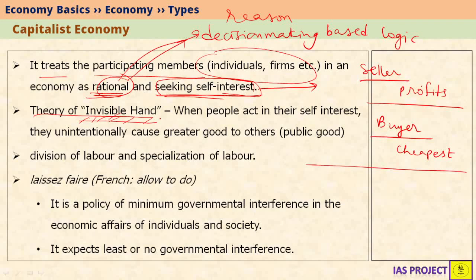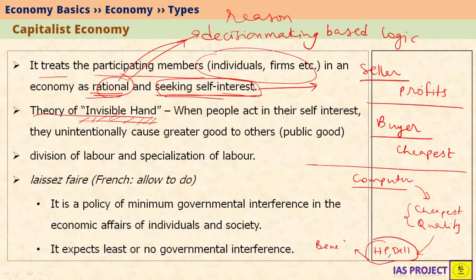Let us understand the theory of invisible hand with an example. Let's say you want to go and buy a computer in a market. When you go to buy a computer, you will act rationally and in your self-interest and think about what is the cheapest product and what is the product with the best quality. You will try to get both these if possible. You will see different models, for example, HP, Dell and all other laptops. If you have selected a particular model, the company which is making that particular model gets benefits. How?